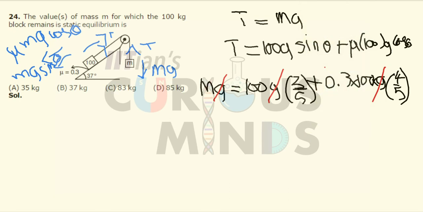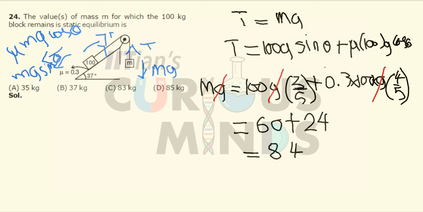So it will be equal to 100 into 3 by 5, which is 60, plus 0.3 into 100, which is 30, times 4 by 5. So it will be equal to 24 Newton. So the maximum value it can have is equal to 84. If I take 84 here, this is the upper limit.